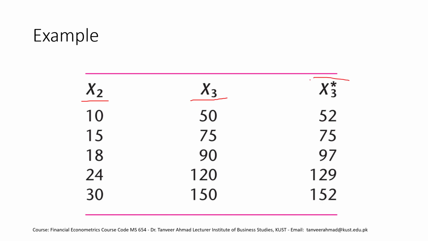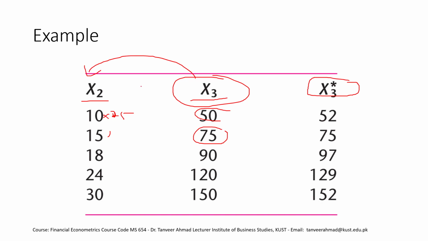Now, how is this x3 constructed? You can see that it is constructed by multiplying each value of x2, like 10, by 5. So we get 50, 15 multiplied by 5, we get 75, and so on and so forth. So that means that this x3 variable is generated from the x2 variable. So they both would be collinear. They would move in the same direction with the same magnitude.